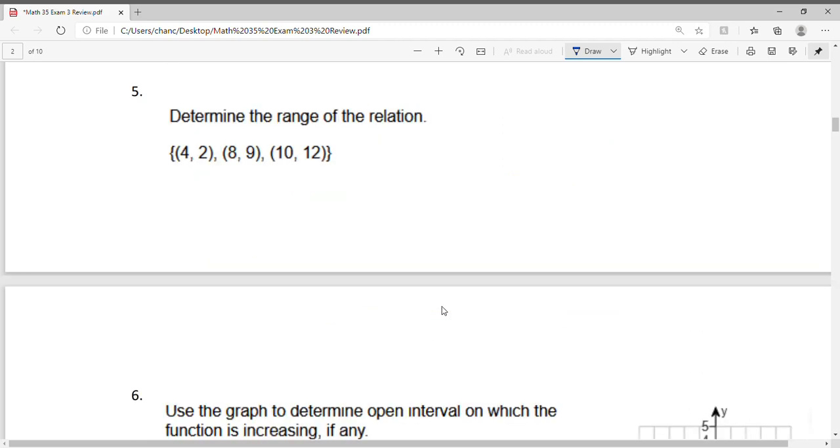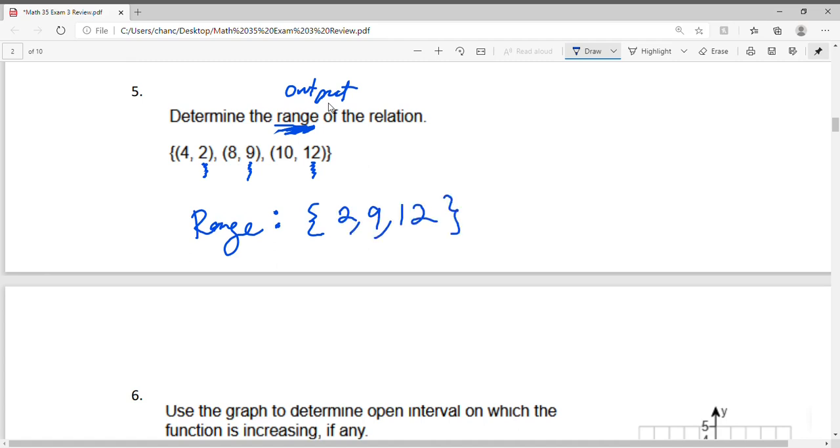Question 5, determine the range. The range is essentially the output of our relationship. So in this case, the output is the y coordinates. The range is just the set of all the y coordinates. That would be 2, 9, 12. The domain would be the input or the x values. The domain would be 4, 8, and 10.